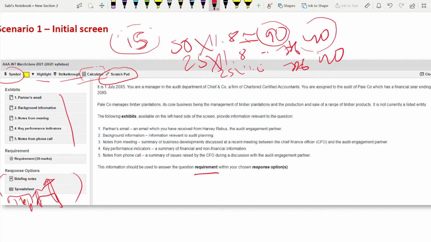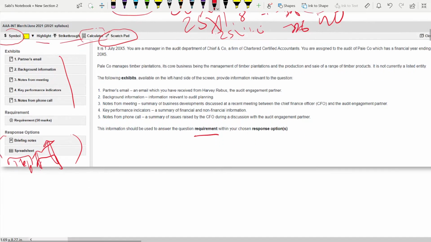So reading exhibits, reading requirements, and then writing together, you should spend 90 minutes, not on writing only. That means you have to be very quick to read the information and retain it. Definitely you cannot remember everything, because there are so many exhibits. When you go to the second exhibit, you will forget what you read in the first exhibit. That's why the highlight option is there. So highlight the important words. Okay, so let us start.